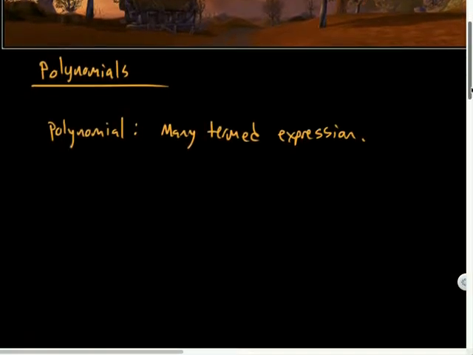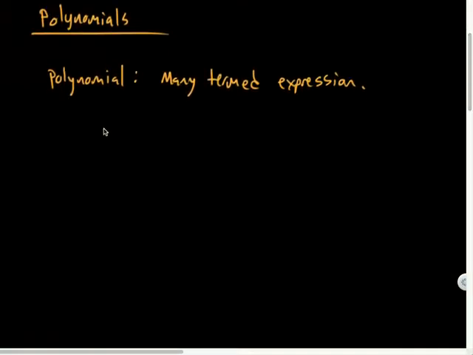Many-termed expression, right? So examples of polynomials would be like 2x plus 1. All right, terms are separated by plus or minus signs, so those are terms right there. You could have 3x squared minus 5x minus 1. That's a polynomial. You could even have like 2x to the 5th minus 3x squared plus x minus 7.